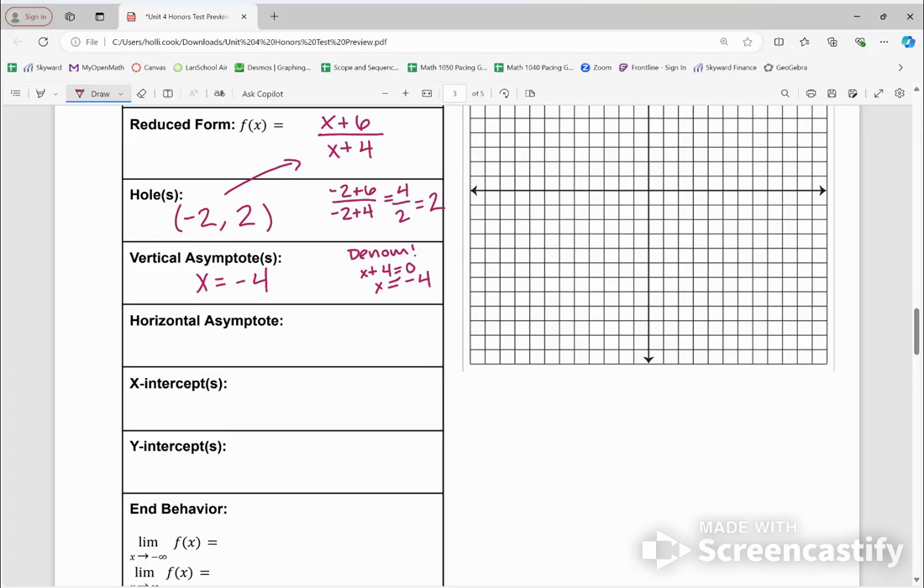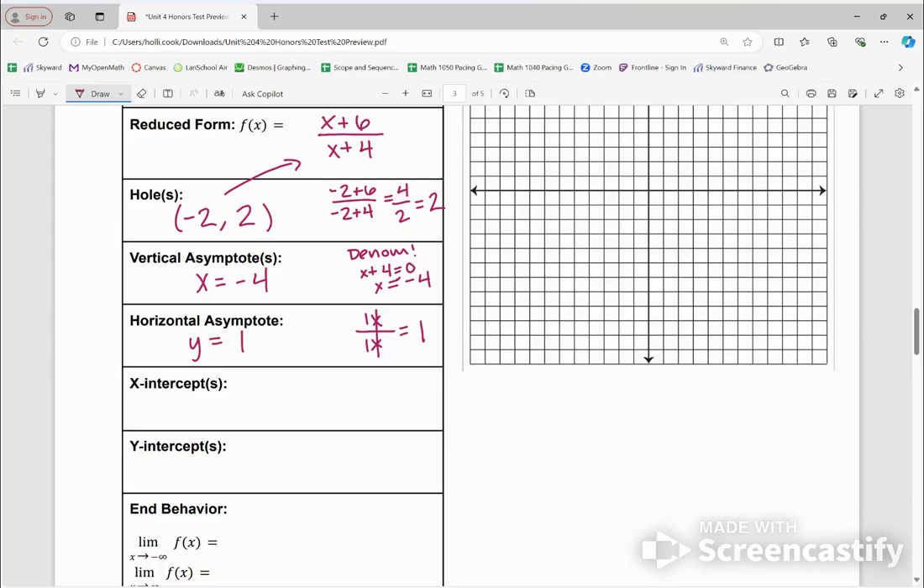Okay, now horizontal is a little different. We look at top and bottom, and we want to look at the degree on the top and the bottom. So I'm going to go to my highest exponent on the top, which is just the plain x. On the bottom, it's the x as well. Okay, since the degrees are the same, they just kind of cancel out, and we're left with their coefficients, which would be 1. So our horizontal asymptote here is 1.